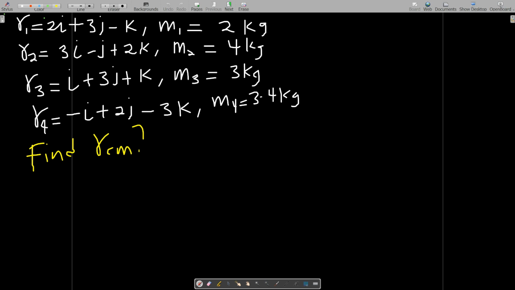Okay, let's start. So we have these particles. Particle 1 is 2i plus 3j minus k, and it has a mass of 2 kilograms. Then we have particle 2, 3i minus j, and the mass is 4 kg. We have particle 3 and particle 4. The question is, we are supposed to find the center of mass position, RCM.